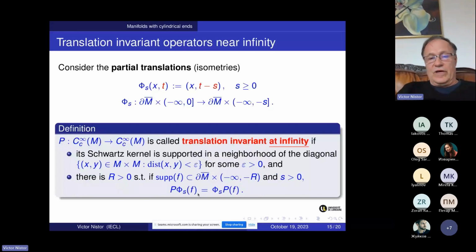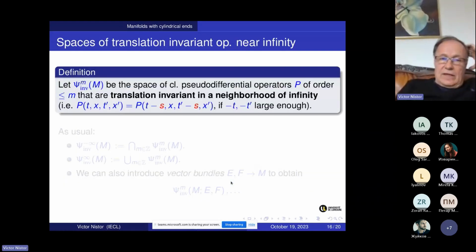Okay, and also we assume that they are translation invariant in the following sense. If the support of f is very far away towards minus infinity, so it's contained in a set like that, and s is positive, so s pushes us towards minus infinity even farther, then applying P and then translating towards minus infinity is the same thing as translating towards minus infinity and then applying P. So we have this commutation, but it's only for functions that have support far away, that is close to minus infinity. Okay, and then we introduce the algebra of pseudo-differential operators with this property.